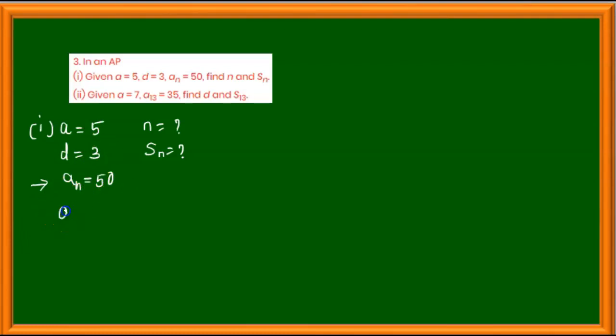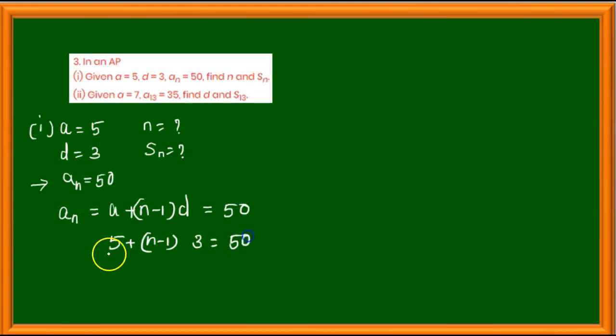So we can write the formula for an. We know that an is equal to a plus n minus 1 into d. Correct? So that's given already here, 50. Simply substituting the values: 5 plus n minus 1 into d, which is 3 here, equal to 50. If we take 5 to the other side, n minus 1 into 3 is equal to 50 minus 5, it's 45. And if we divide 45 by 3, you will get n minus 1 equal to 15. Therefore, n is equal to 16.